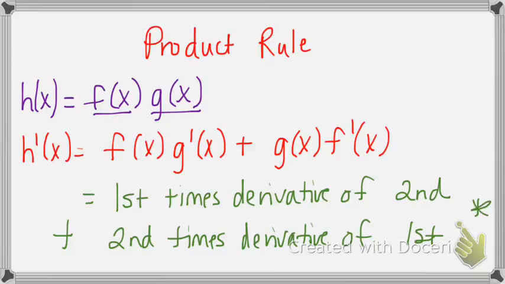Whenever I'm doing it, I just sort of say that every time, because that helps me remember what we're talking about. It's always one of the functions multiplied by the derivative of the other, and then plus the other function multiplied by the derivative of the other. Just make sure you have a plus. Quotient rule does change that, so product rule has a plus.